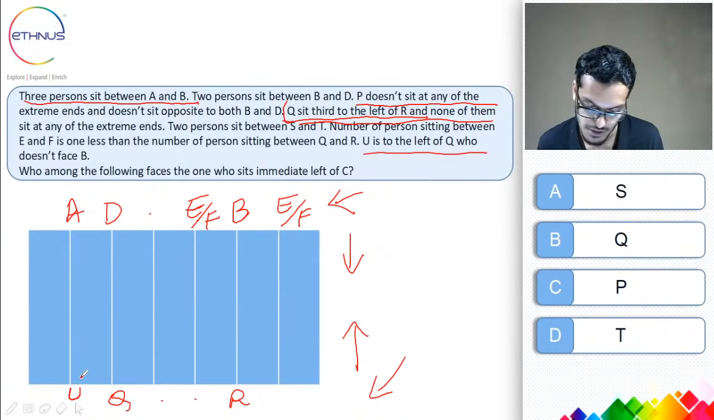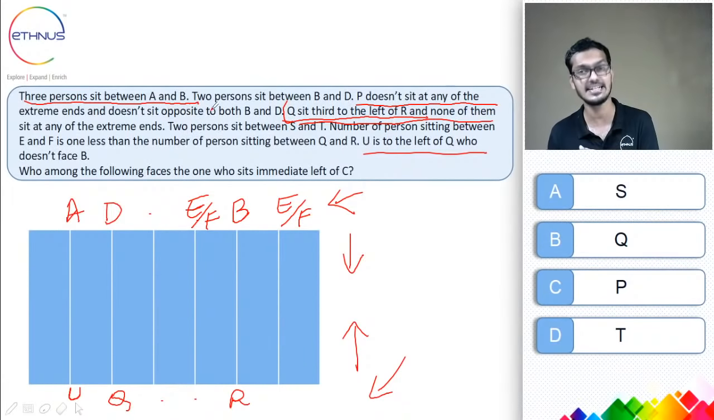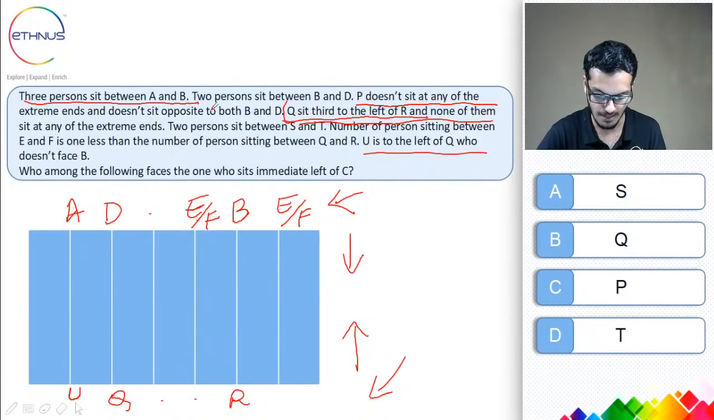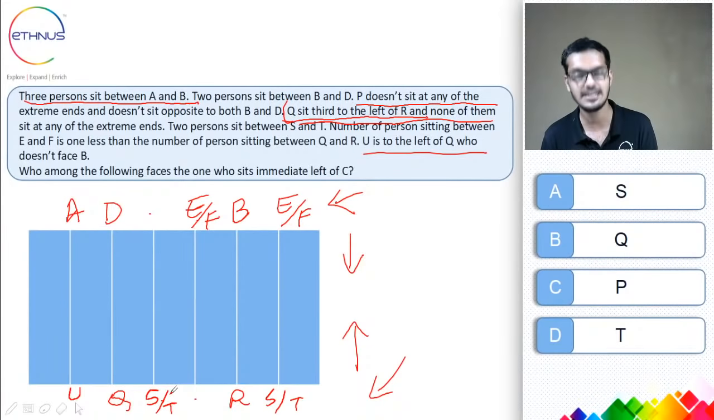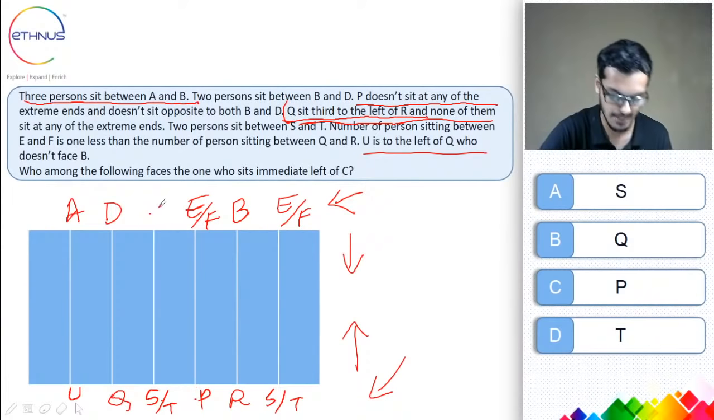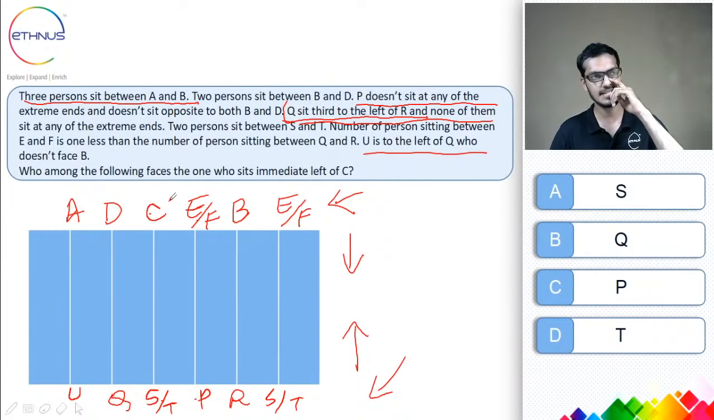And they have also mentioned about one more thing, that is 2 persons sit between S and T. Okay, 2 persons are there between S and T. Now where can S and T come? Since 2 people should be there here, S and T can be here, or S and T can be here. So these are the 2 places where they can sit. So definitely we can fill the remaining one, and the remaining position who is left out on the bottom is nothing but P, and who is left out on the top is nothing but C. Okay, so this is the arrangement that we get finally.